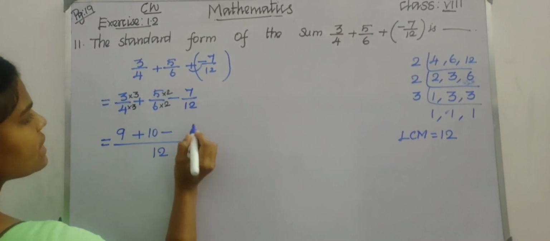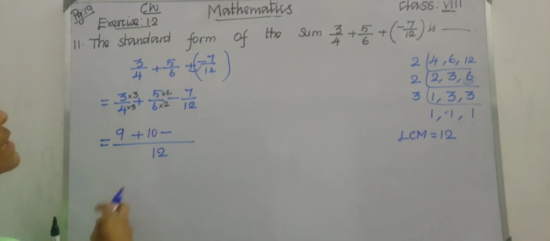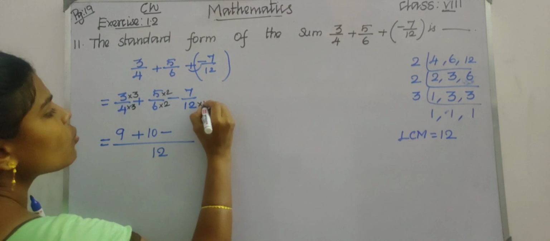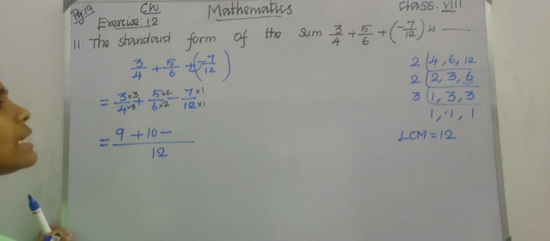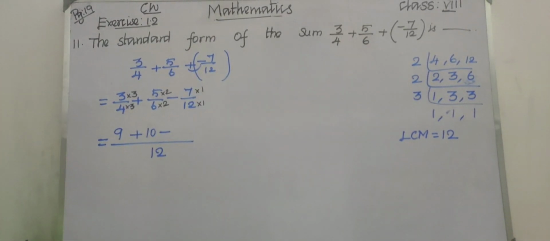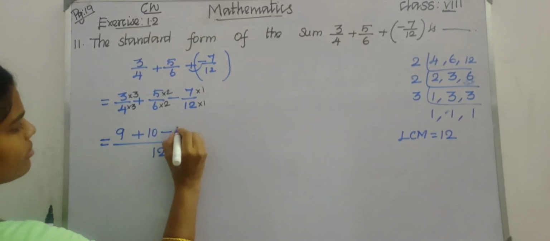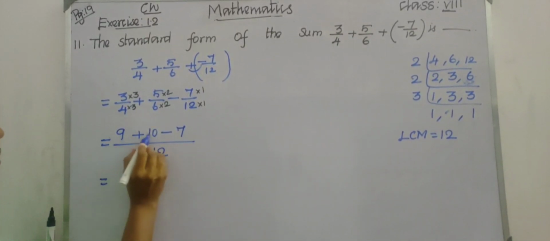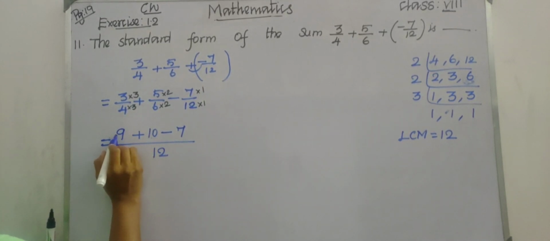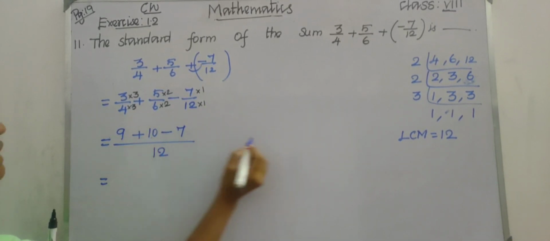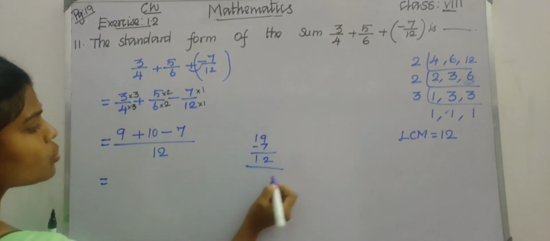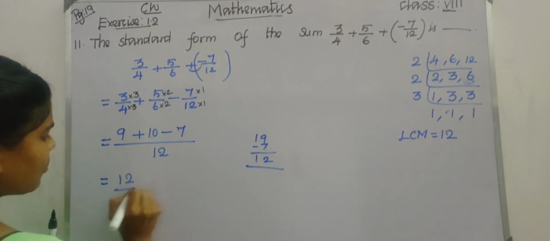Okay, put minus, and here we are having 12, so the LCM is also 12, right? So we can multiply 1 in the numerator as well as in the denominator. Okay children, so 1 7 is 7. Now we can add the positive signs first. So 10 plus 9, 19. Okay, 19 minus 7, 12. Okay, so 12 upon 12.